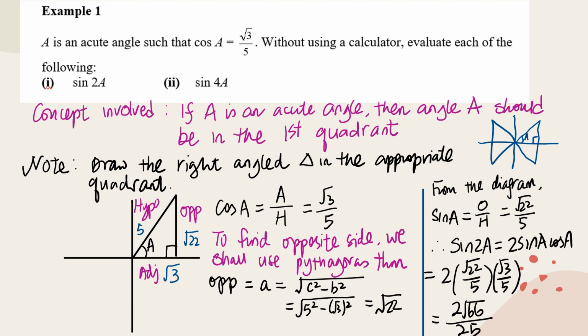Alright, you're not expected to use a calculator, so you have to use the rules that we have learned in the chapter on surds. So square root 22 times square root 3 will give you square root 66. And then, of course, 5 times 5 will give you 25. Right, so this is how you solve questions using the double angle formula and also using Pythagoras to express your trigo ratio in a right angle triangle.